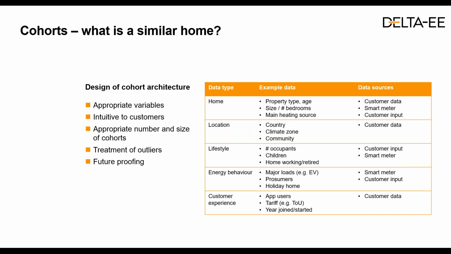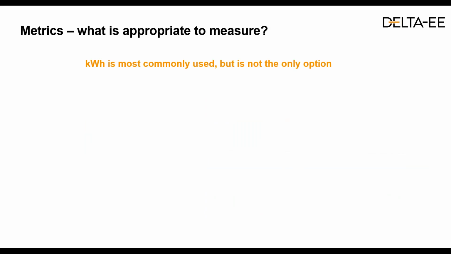So if we go on to the next question, that's the cohorts. What about the metrics? What actually are we trying to measure? Kilowatt hours is the most commonly used option here, but it's not necessarily the only option. Each has its own advantages and disadvantages, so I'll talk through a lot of these in turn.